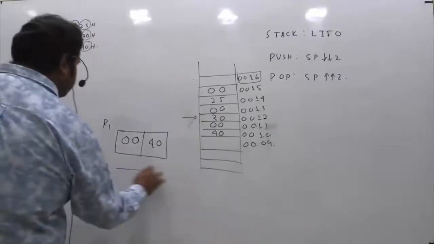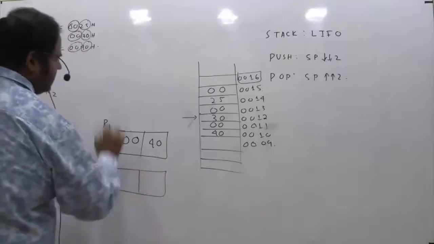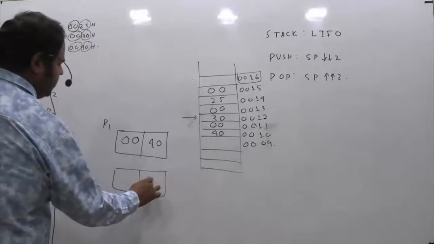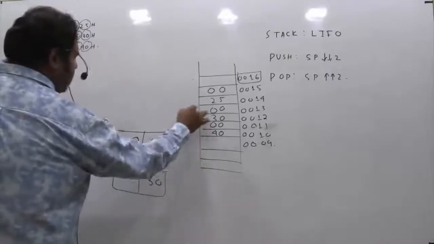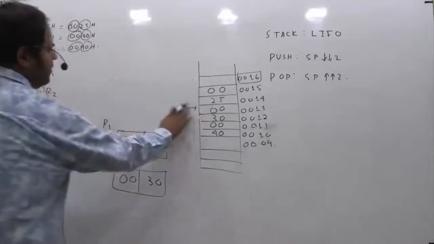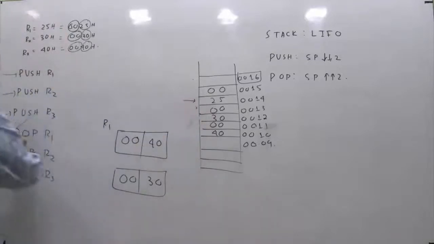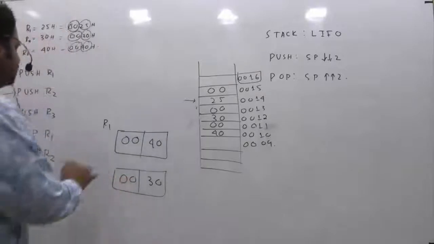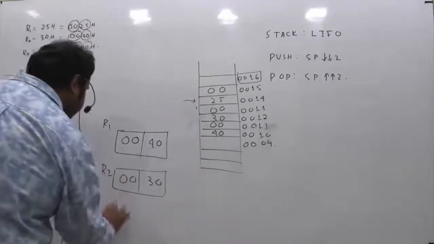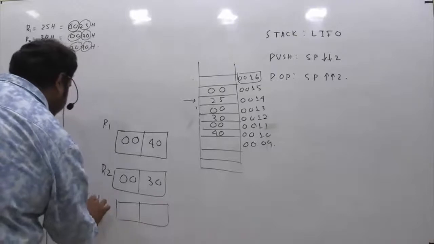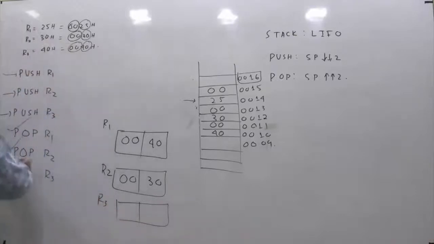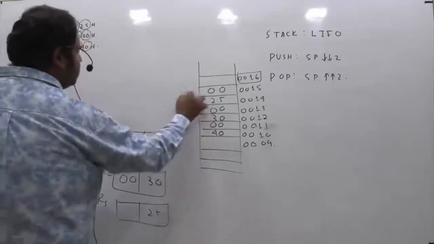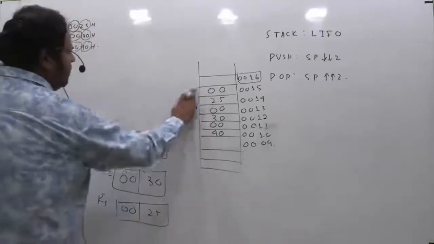Now next is pop R2. The content the stack pointer points to will be copied. It is pointing to 30, so 30 will be copied here and it will increment by 1, and then 00 will be copied into here, and it will again increment by 1. So at the end of pop R2, the stack pointer will be pointing to these locations and the content of R2 will be like this. Then what's going to happen at the end, for R3, pop R3. Pop R3 means again what is pointing, 25, will be copied here, it will increment, and again 00 will be copied and it will increment again.